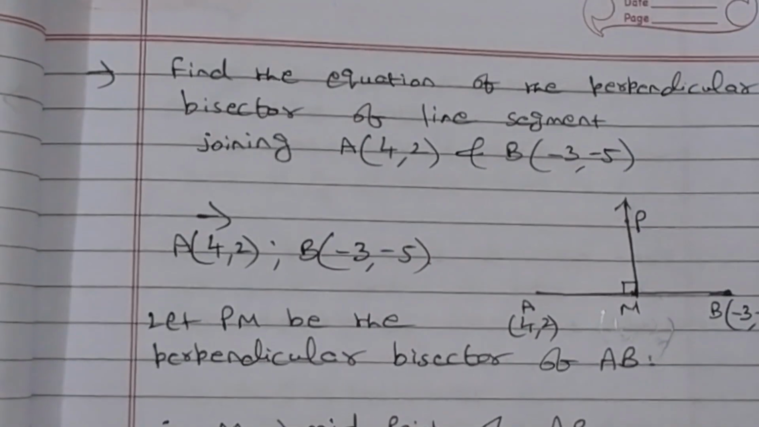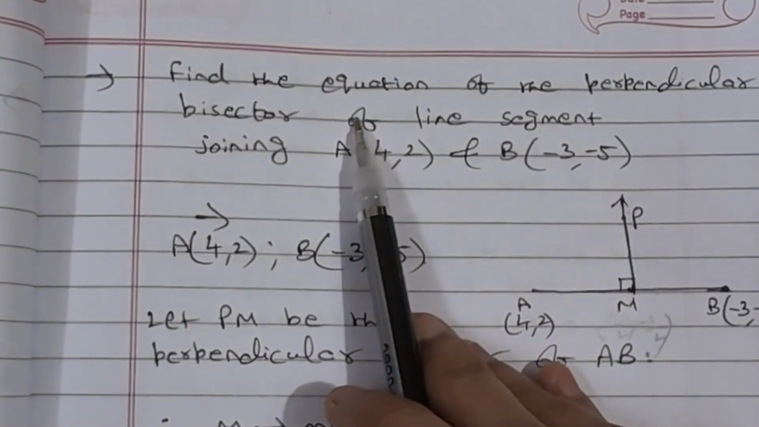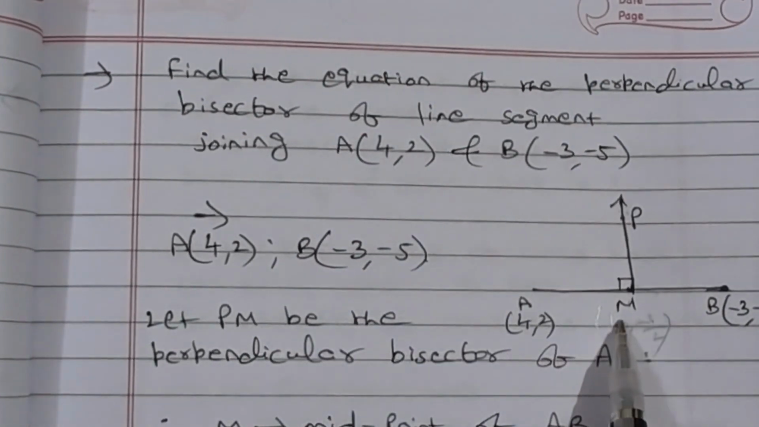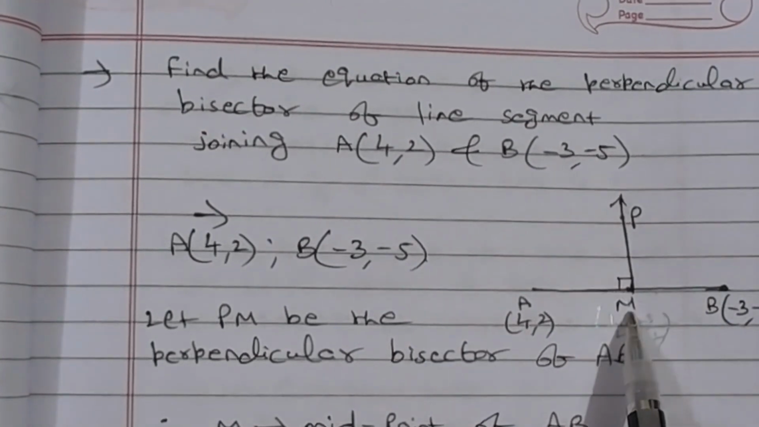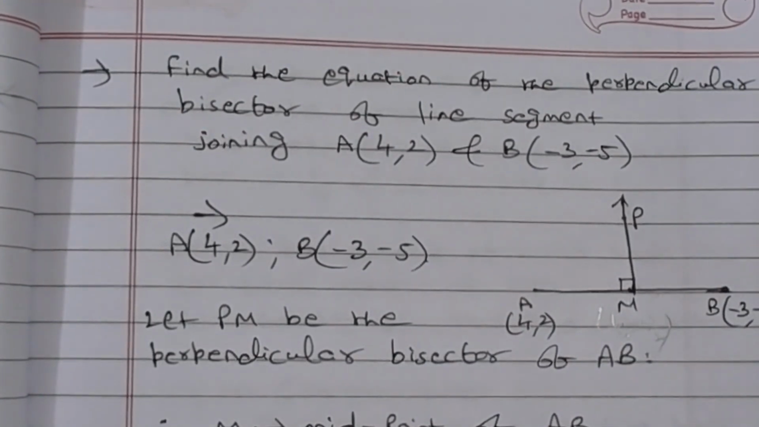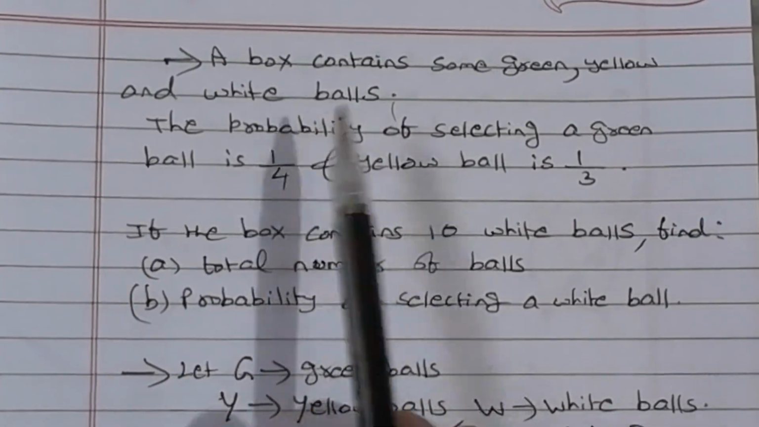And one more thing, you have to see whether they are asking for equation या फिर length. If they ask you for length of the particular line, then you have to use distance formula. Equation बोला है, then you have to write the equation. So read the question carefully. Next question, probability का question है.